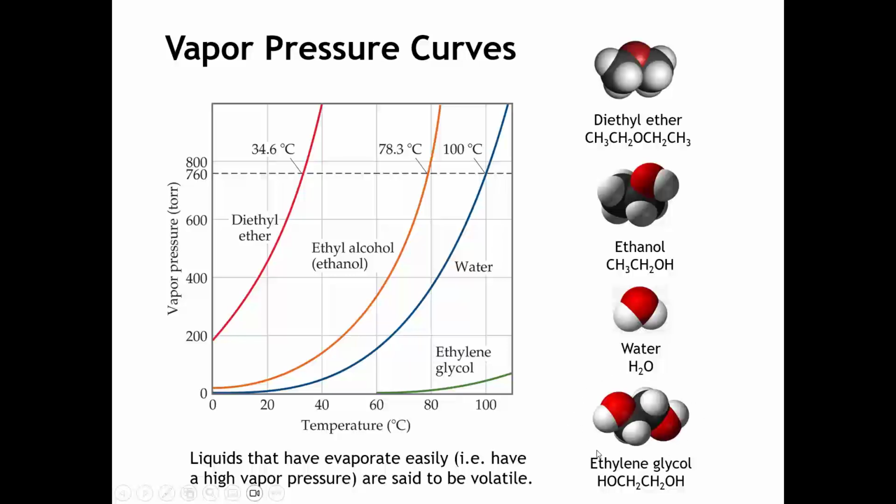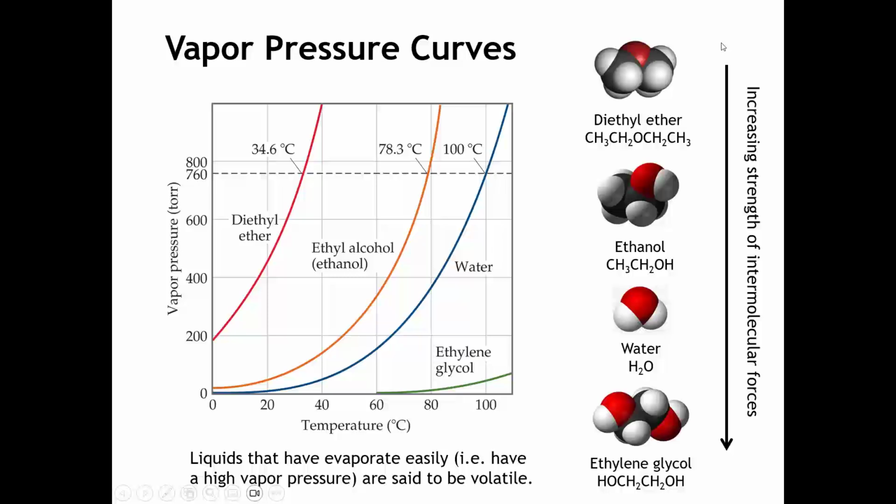And then ethylene glycol, right, this is the main component of antifreeze. This boils at even a much higher temperature, so it has even stronger intermolecular forces. And we can see that as the intermolecular forces get stronger, our vapor pressure curves are shifted out to higher and higher temperatures. Now, one vocabulary thing we can say is that if you have a substance that has a high vapor pressure, there's a lot of molecules escaping into the gas phase, we would say that substance is volatile. And ethanol and diethyl ether are both much more volatile than water, whereas ethylene glycol is less volatile.